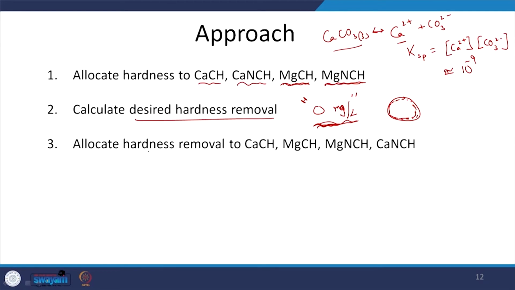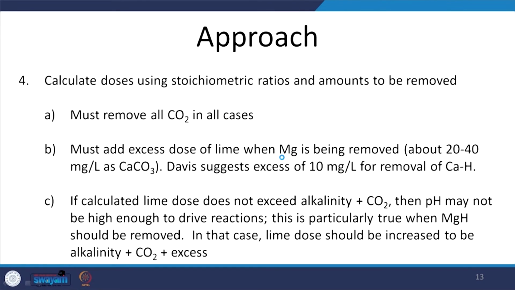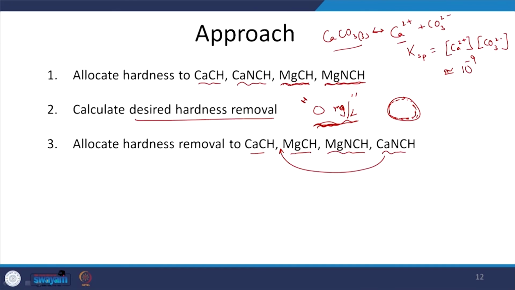And then you allocate hardness to calcium carbonate hardness. I would then do it for magnesium carbonate, magnesium non-carbonate, and calcium non-carbonate hardness. But others would also say that you will have this here and in that order, but it does not make too much difference here, right? So, what is the approach? This is the aspect. First, calculate the hardness and associate it with the relevant calcium and then magnesium.